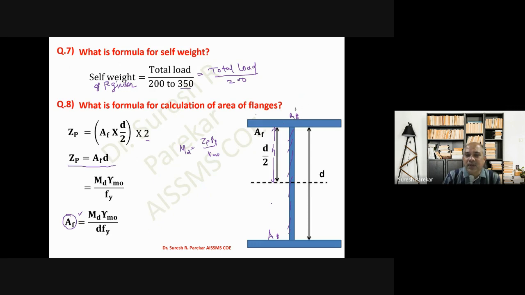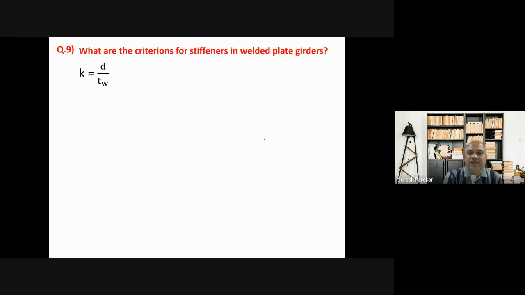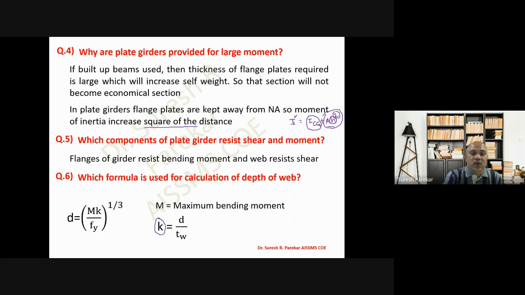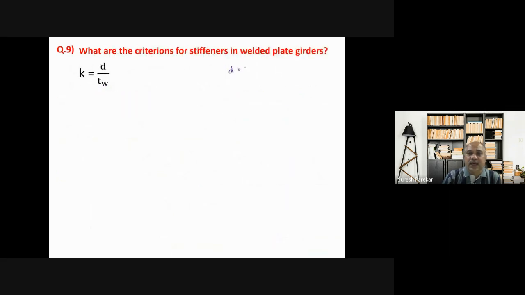And generally, we are going to consider this value, that is 0.3 into D, and then we will get this as BF, and accordingly we can calculate the value of TF, that is thickness of flange, from this. Then what are the criteria for stiffness? This K value we have to consider to determine this value of D, that already we have seen. And this formula we have, that is cube root of MK upon Fy, and k we have to consider.